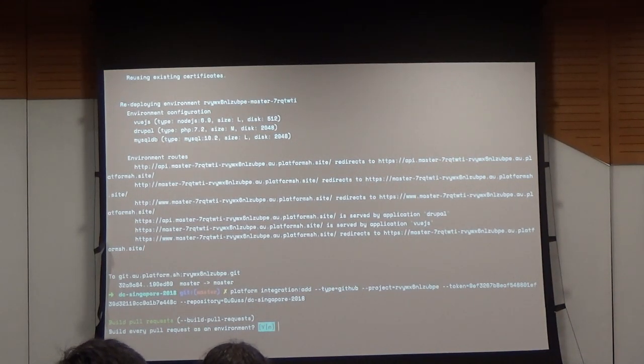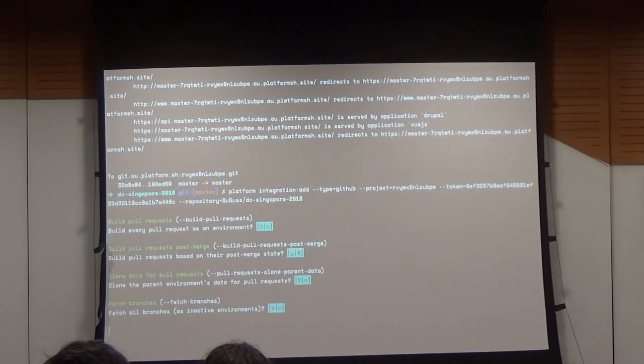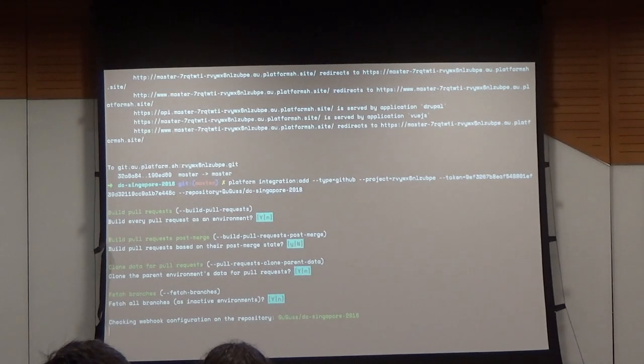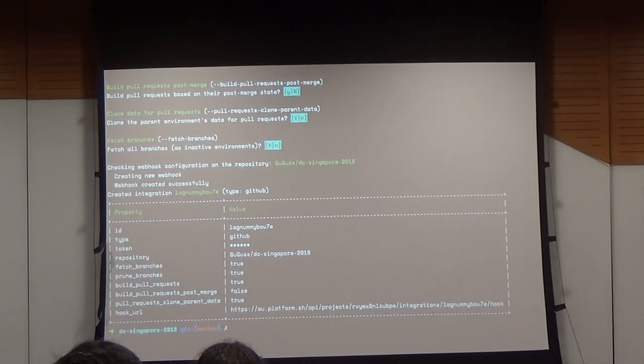Maybe you want to build and deploy every branch that you're pushing. Maybe you want to build and deploy only the pull requests. Maybe you want to build the pull request with the data. Maybe you want to build the pull request without the data. So I'm going to keep everything by default, but there are many different options and ways you can actually integrate your own Git repository with something else. So here the integration has been done. That's how you connect to GitHub.